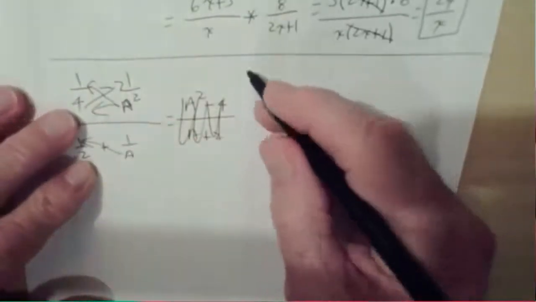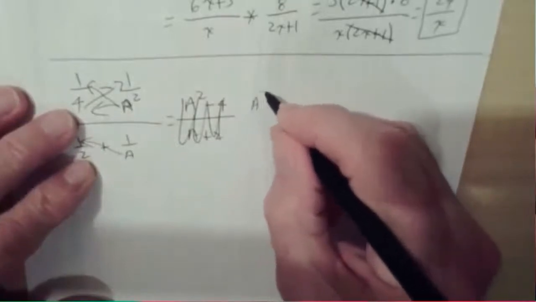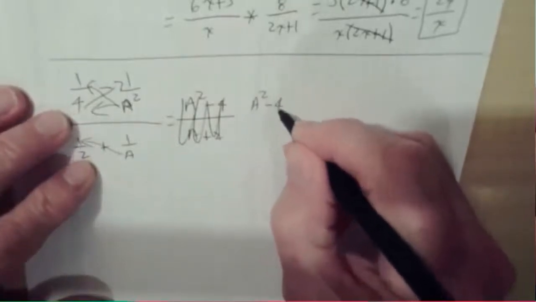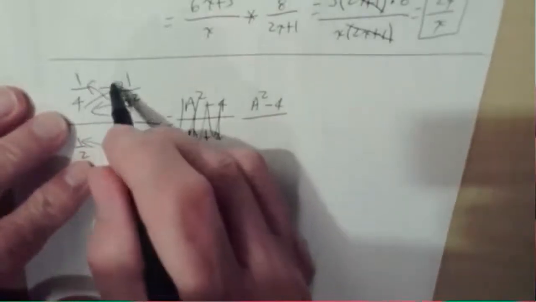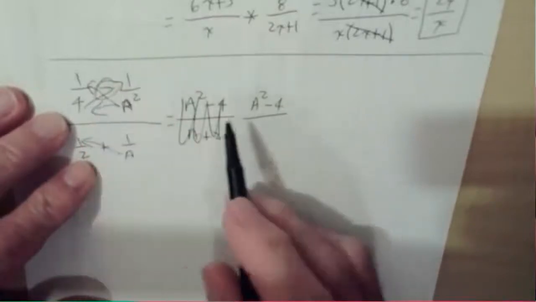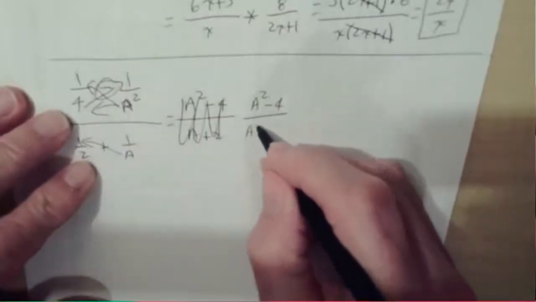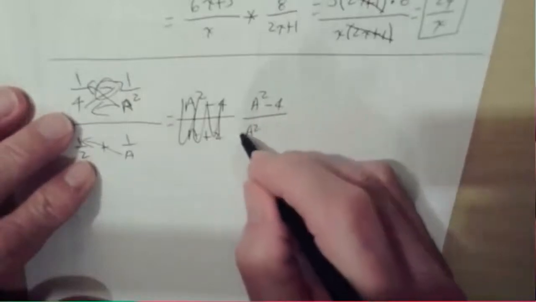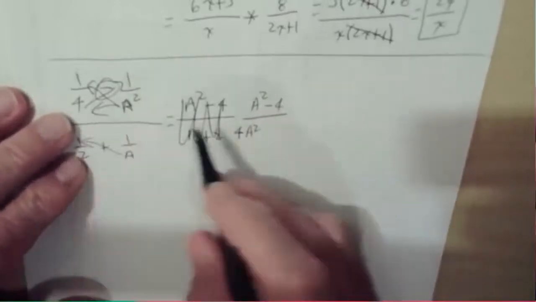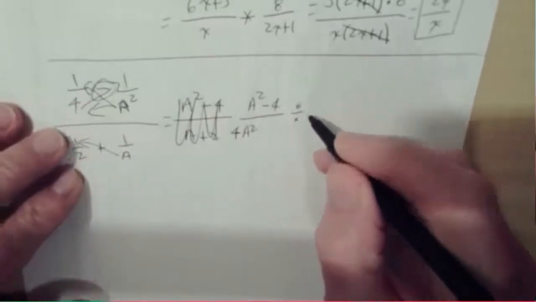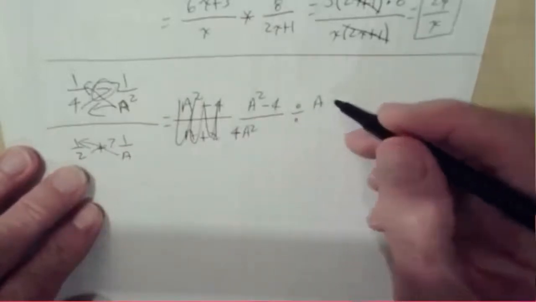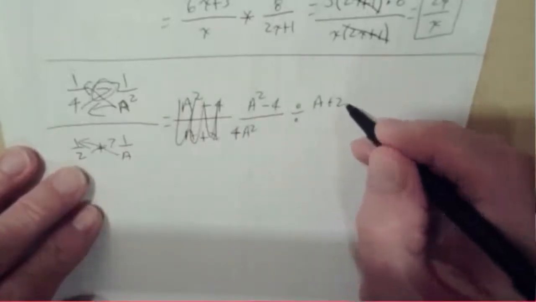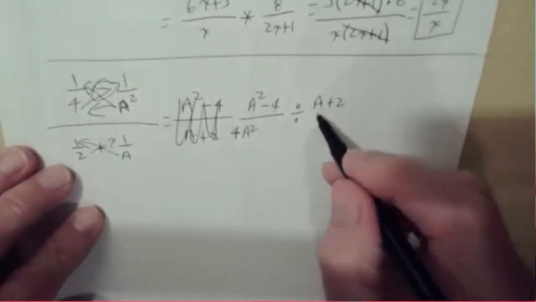Okay, so we get a squared minus 4 over, remember, we got the minus because of this, and then 4a squared, I'm sorry, divided by, cross multiply, we get a plus 2 over 2a. And how do we divide fractions?